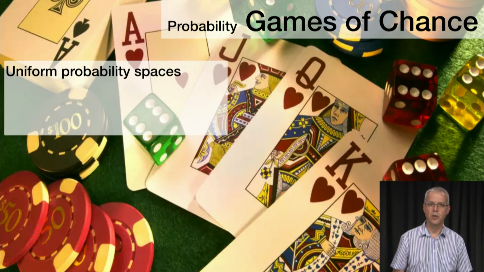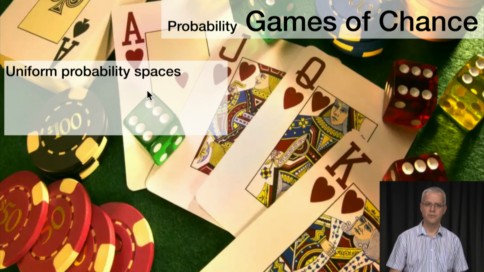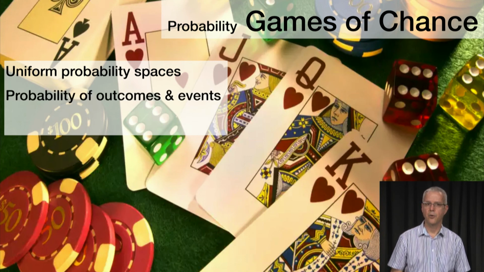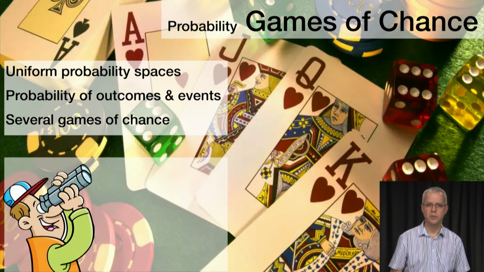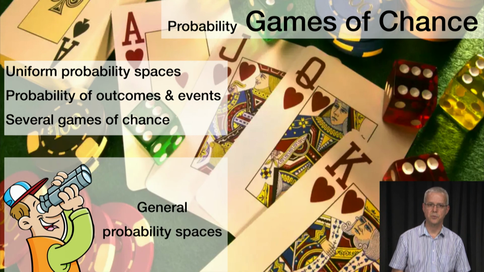And so we have continued discussing uniform probability spaces, where calculating the probabilities of outcomes and events is relatively simple, because we just need to divide the size of the event by the size of the sample space. And today, in this lecture, we talked about a couple of games of chance. And what we want to do next is move from uniform probability spaces to general probability spaces. Talk about it next time.